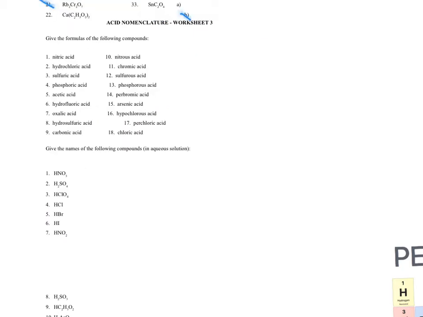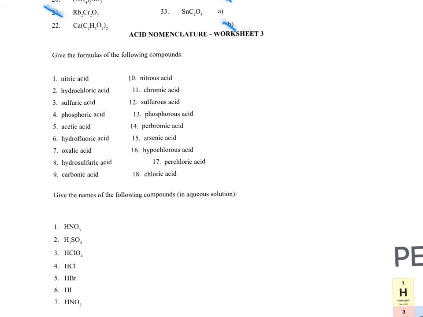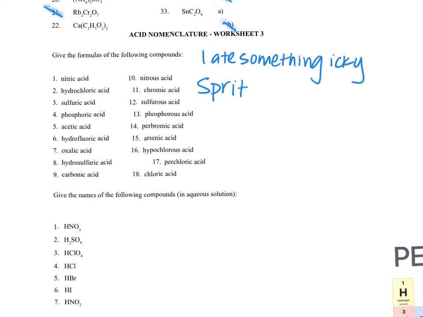All right, let's continue this with acids. So I'm on worksheet number 3. This is going from name to formula. Nitric acid. Now I'm going to remind you of a mnemonic. There's a mnemonic that says I ate something icky. And the second part of the mnemonic is Sprite is delicious.